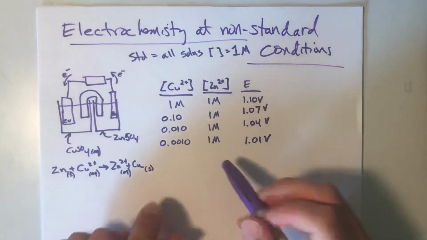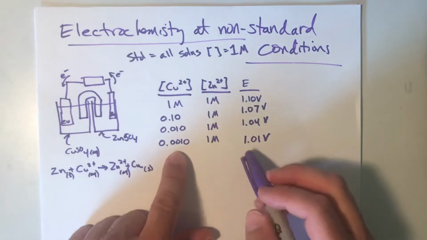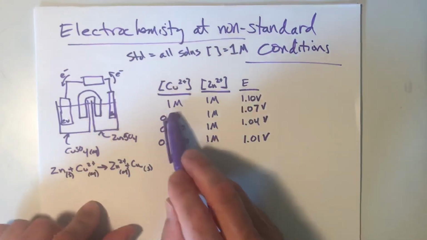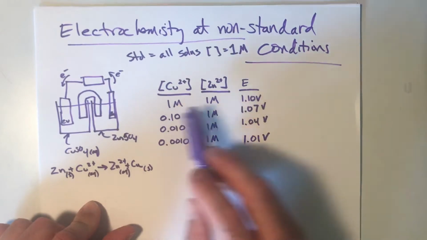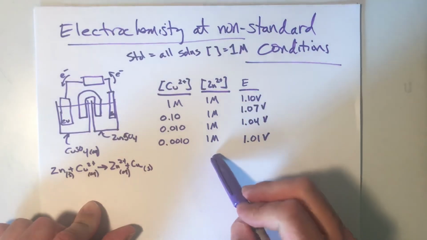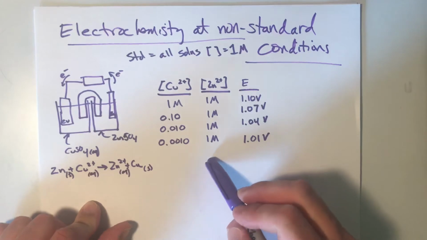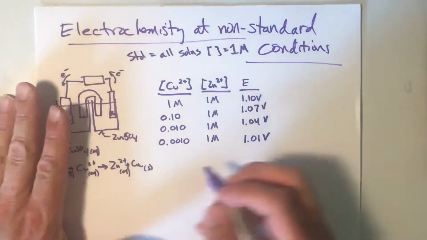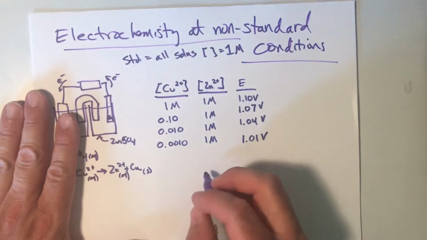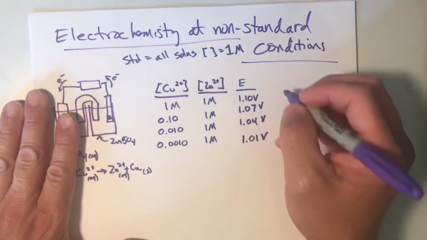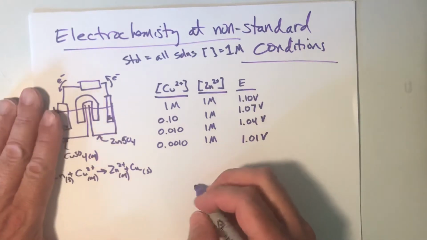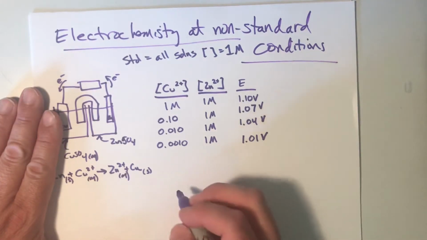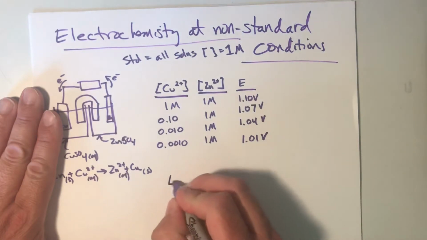We could also make this reaction go more strongly in the forward direction by increasing the copper solution concentration, or we could decrease the zinc concentration, which would be another way to do it. There is an equation that you can use to predict the E value here, and it's going to look very similar to the delta G versus delta G naught equation. So the equation is known as the Nernst equation.